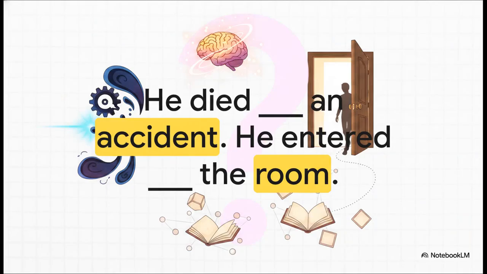Okay, so here is your final test to prove your brand new bilingual grammar mastery. Let's apply what you've just learned. He died blank an accident, and he entered blank the room. What are the answers? Have you got it? That's right. He died in an accident, and he entered the room, absolutely no preposition for the second one.